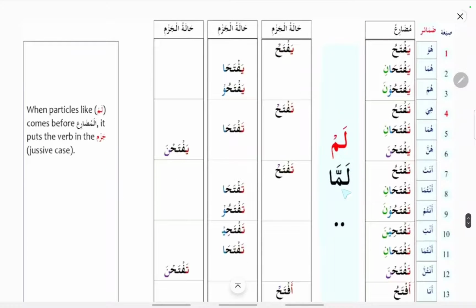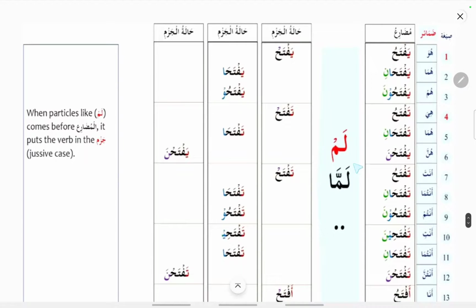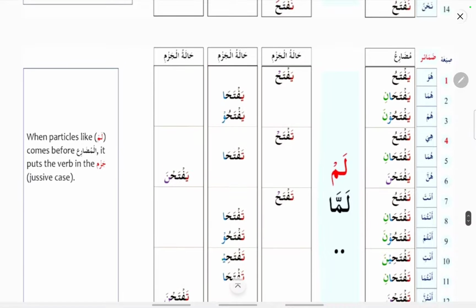So here you can see lam, lamma. Lam means never, lamma also means never. What do these particles do? These particles cause the noon forms to drop the noon, and those verb forms or the seghas which have a dhamma or a pesh, that will change into a sukun. That is, you can see sukun at the singular seghas. So when the particle lamma comes before the Fi'lul Mudari, it puts the verb into the majzoom state or the jussive state.